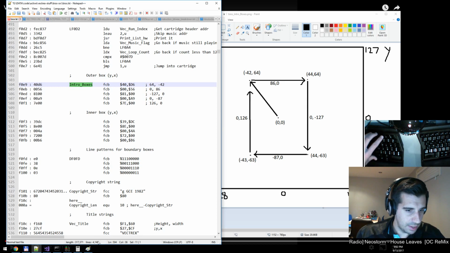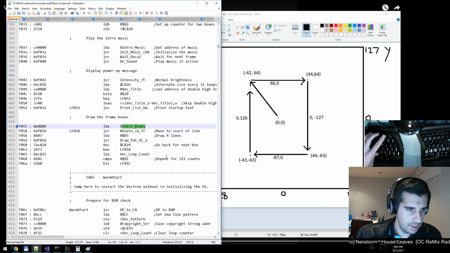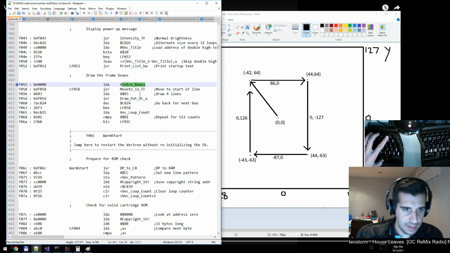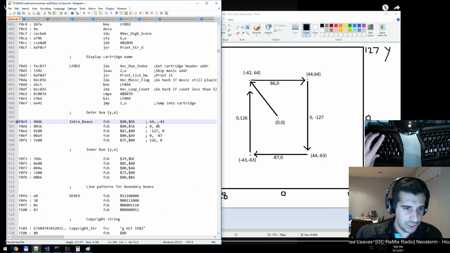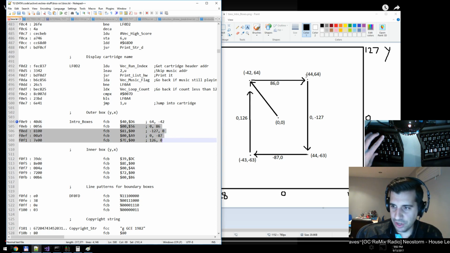So if we go back, yeah, here you go, draw the frame boxes. It says move to IXFF, so move to the start of line. The deal here is that there's actually two parts to this. As we saw, the intro box starts off with the initial positioning, right? Then after that are the four movements for actually drawing.